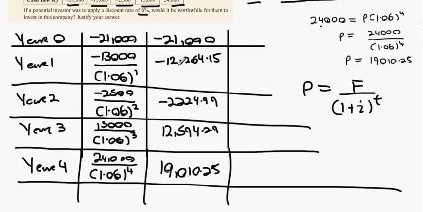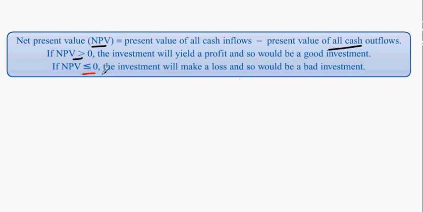We're going to add them all together, taking the minuses into consideration as well. And what we get is minus 3,884.60. Now you're making a loss. Your NPV, your net present value, is a negative number. And as we found out, when it's a negative number, the investment will make a loss, and so will be a bad investment.